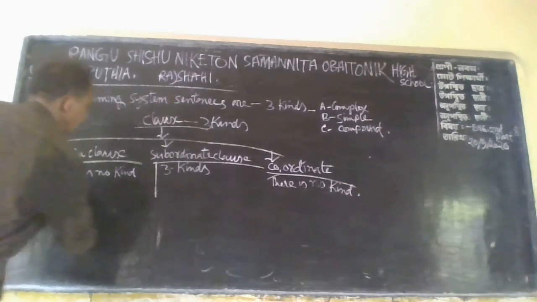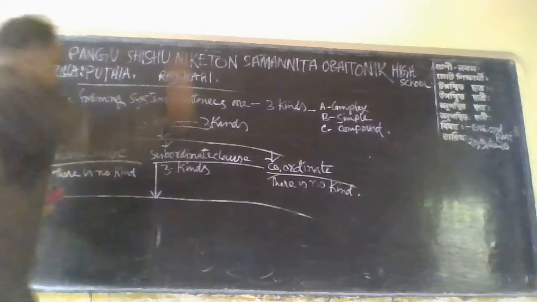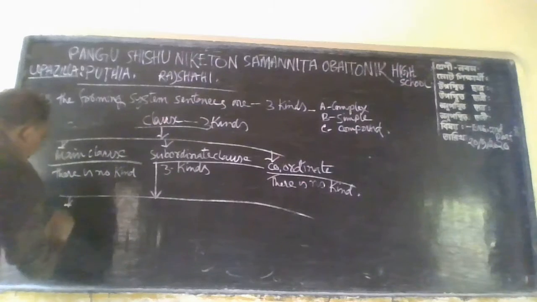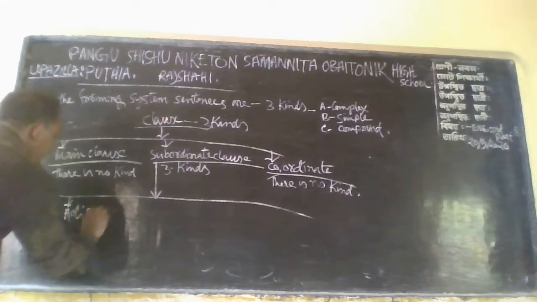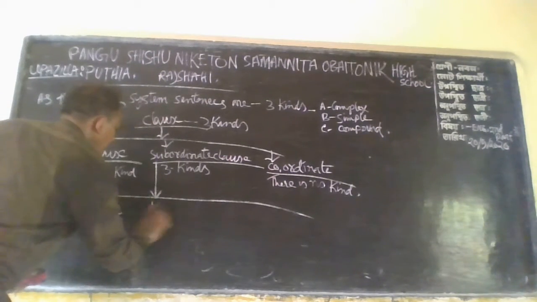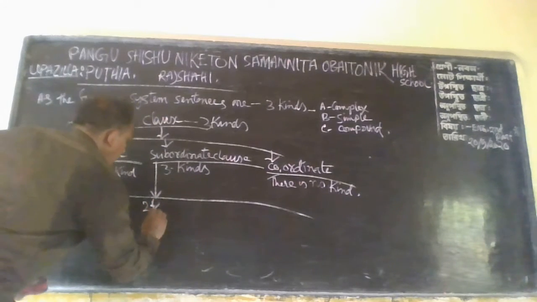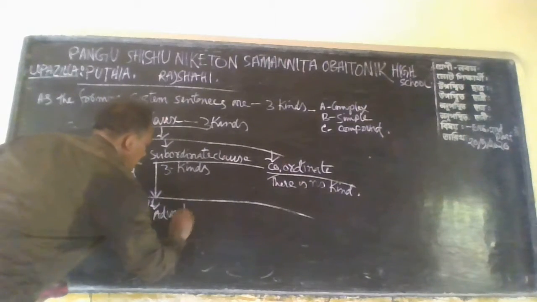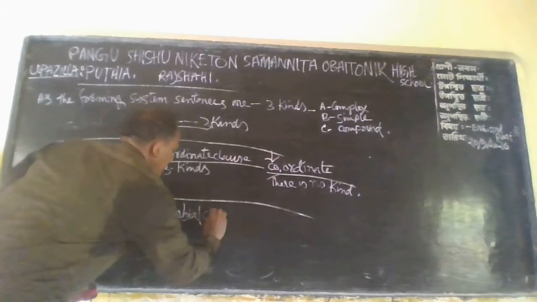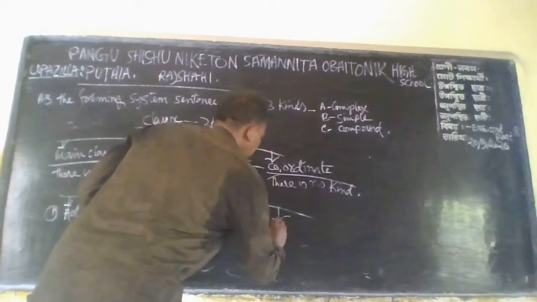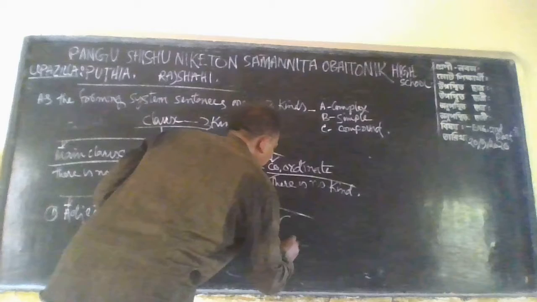Subordinate clause means: one, adjective clause; two, adverbial clause; three, noun clause.